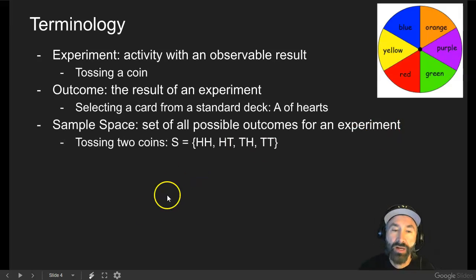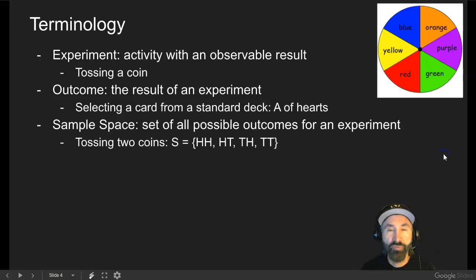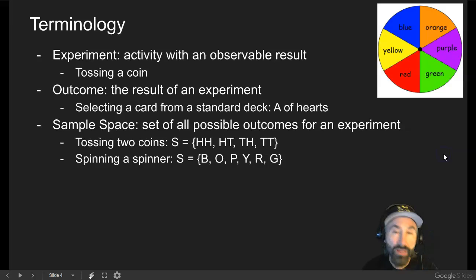Sample space. Sample space is the set of all possible outcomes for an experiment. So, for example, let's say our experiment was that we're going to toss 2 coins. The sample space would include heads and heads, heads and tails, tails and heads, or tails and tails. Spinning a spinner. What would the sample space look like? Well, for the spinner that I have shown here in the upper right corner, the sample space would be we could either land on blue, or orange, or purple, or yellow, or red, or green.